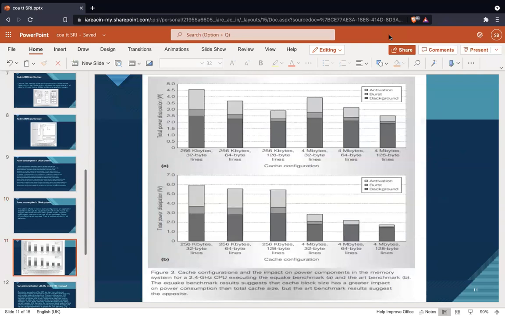Figure 3: cache configuration and the impact on power components in the memory system, for a 2.4 GHz CPU executing the quick benchmarks and the art benchmarks. The quick benchmark results suggest that cache block size has a greater impact on power consumption than total cache size, but the art benchmark results suggest the opposite.